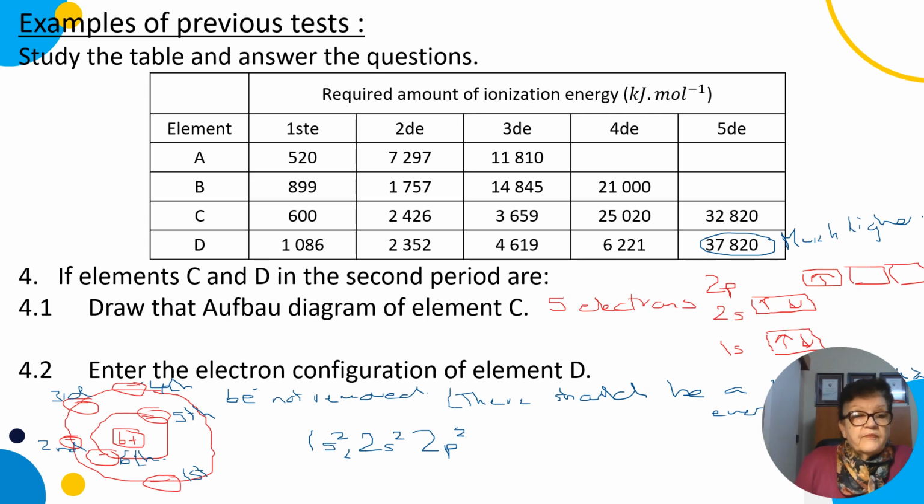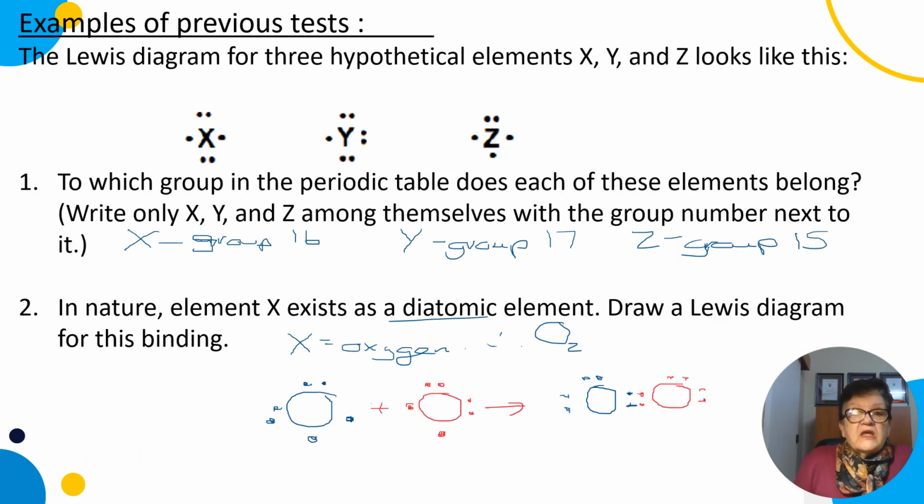Right. Lewis diagrams or dot diagrams. I always say, remember the dots of Lewis only indicate valence electrons. X has 6 dots around it, so it's an element of group 16. Y has 7, so it's an element of group 17. Z has 5 around it, so it's an element of group 15.